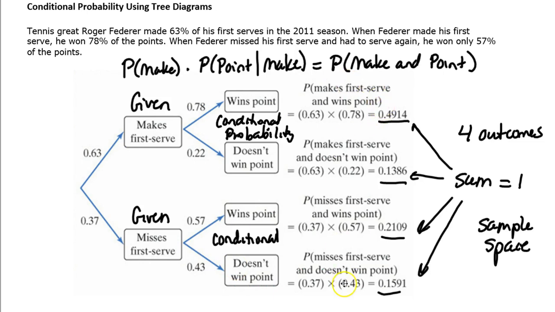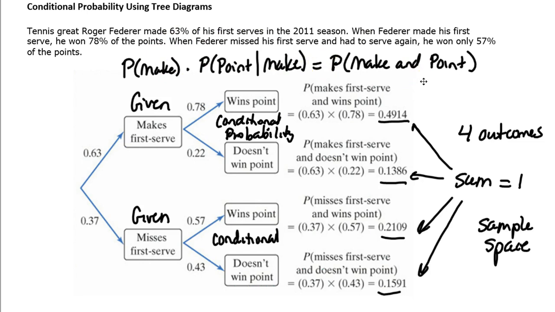Now notice this last column, we're multiplying together the probabilities in the given branch and in the conditional branch. So the probability that Federer makes his first serve and wins the point is 0.63, the probability of a make, times 0.78, the probability of a point given the make, which equals the probability of making the serve and winning the point. This is an application of the general multiplication rule.